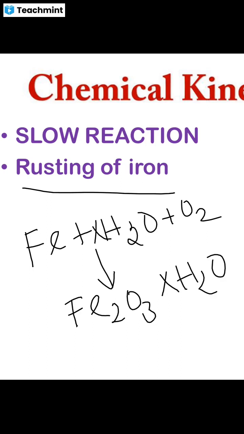This reaction depends upon the nature of the iron rod. If it is good quality, rusting takes place over a year. If it is medium quality, it takes a month, and if it is already in contact with water, it gets rusted easily within a week. This is a very slow reaction.